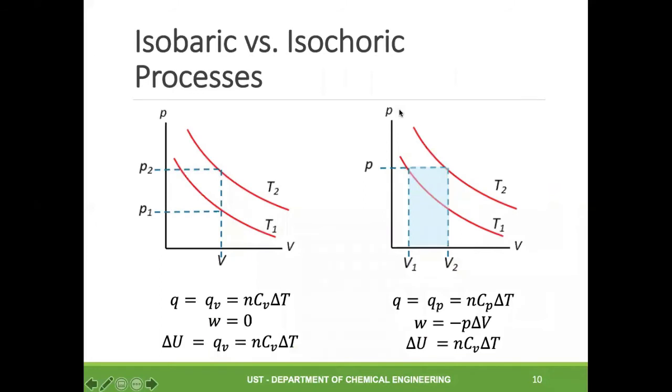Now, comparing the isobaric and isochoric process, so for isochoric, work is equal to 0. For isobaric, work is equal to negative P delta V. Same equations for delta U, nCv delta T. Q here is nCv delta T for isochoric and nCp delta T for isobaric process.